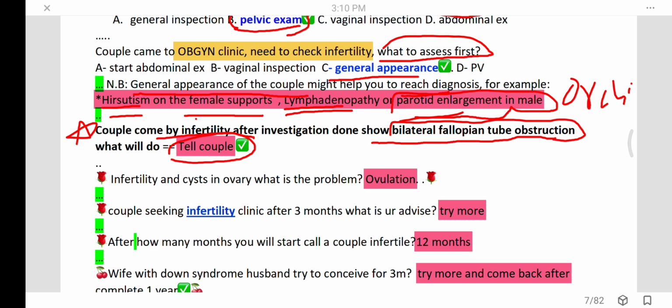Infertility and cysts in the ovary. What is the problem? The problem is ovulation, because there is infertility, and the question also tells that there are cysts in the ovaries. So the infertility is related to ovulation problems.